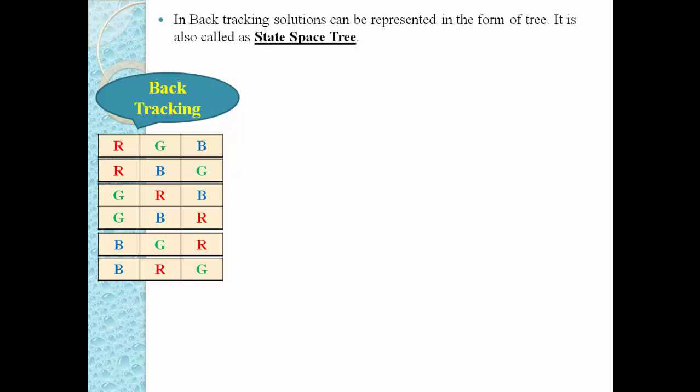In backtracking, solutions can be represented in the form of a tree, which is also called a state space tree. So we are representing all the possible solutions in one tree, and this tree is known as a state space tree. Before drawing it, you must understand that in backtracking we follow DFS, that is depth first search. Using this depth first search we can generate the tree, known as the state space tree. So let us draw one tree for all the possible solutions.